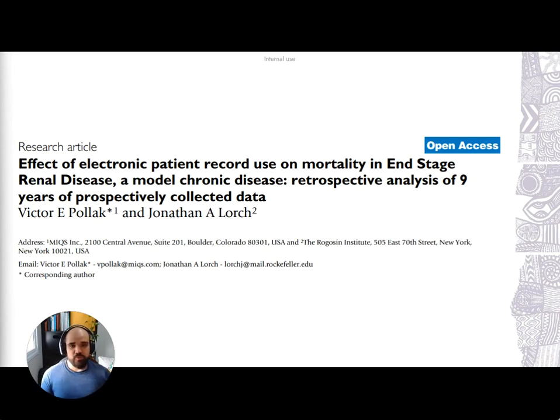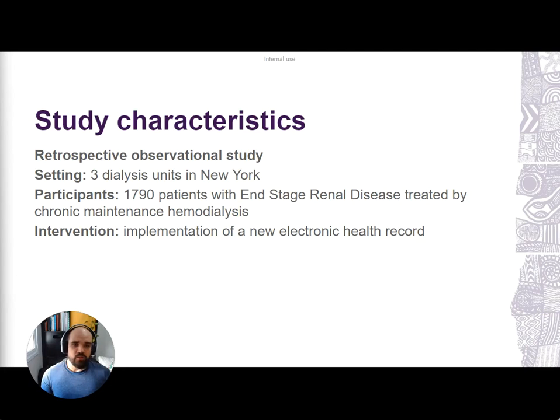And I would like to focus now on this unique study that measured mortality after the electronic health record implementation. So the study involved 3 dialysis units and almost 2,000 patients with end-stage renal disease treated by chronic maintenance hemodialysis.